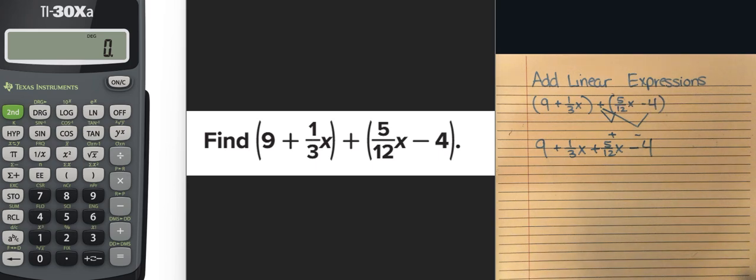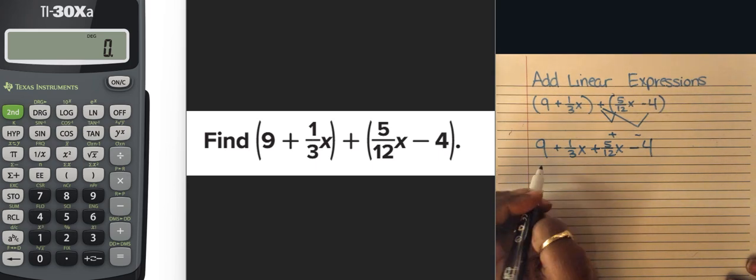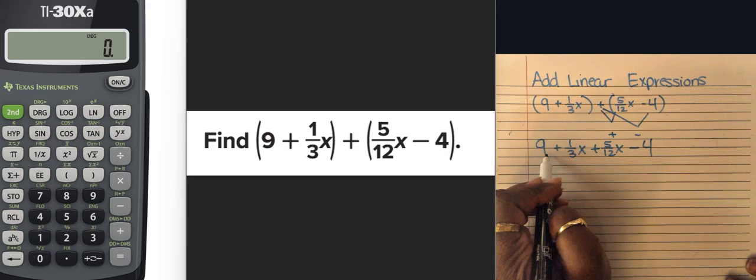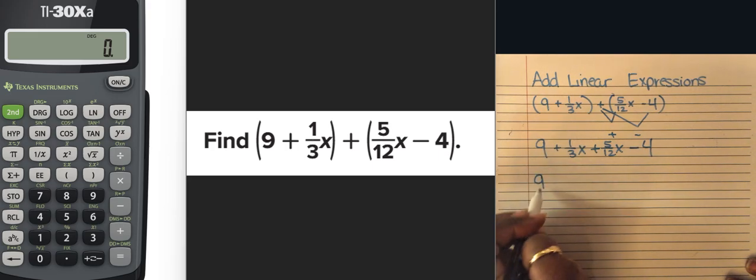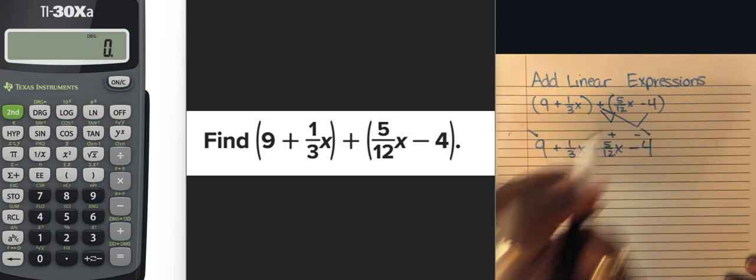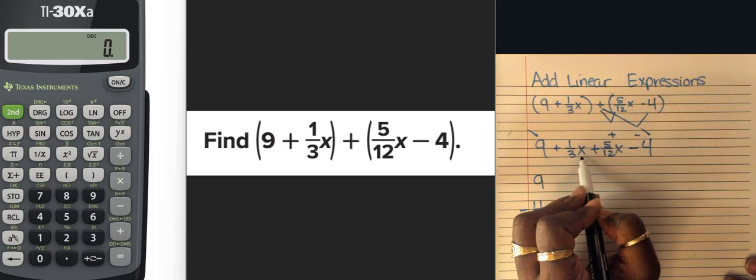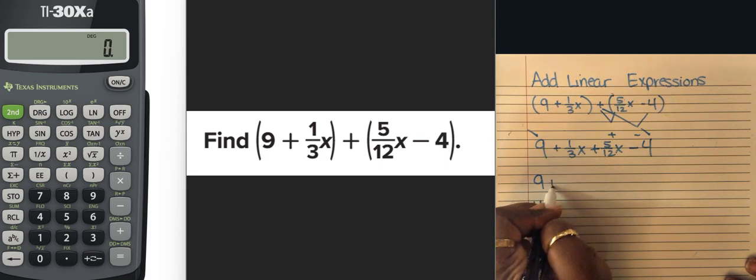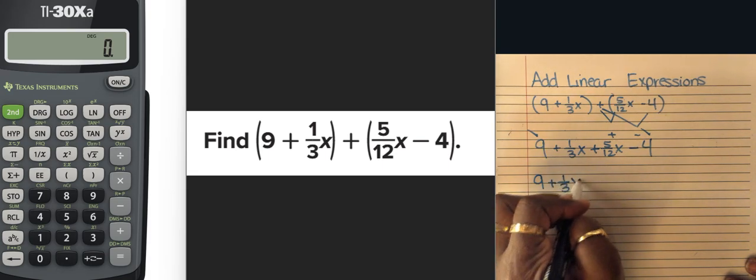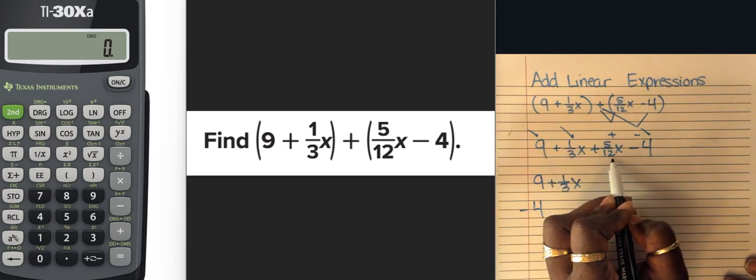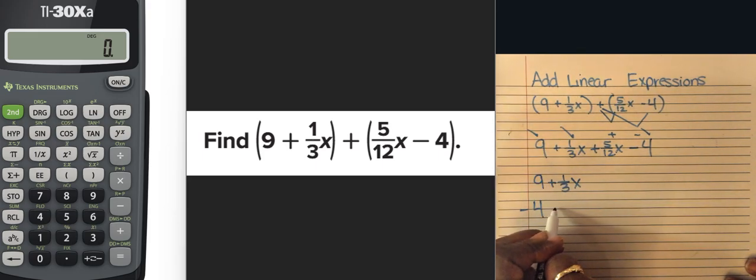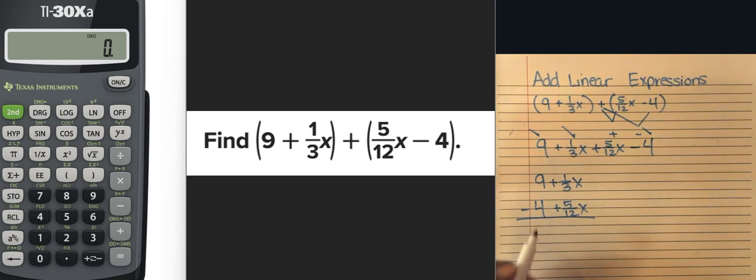Now we're going to set it up like we would with a traditional math problem. So we're going to take our constant. So I have 9, right? And I'm going to subtract 4. Okay. So we've taken care of the constants. And then here I have a 1/3 x, and that's positive. So I'm going to say plus 1/3 x, right? And then here I have 5/12 x. So I'm going to say plus 5/12 x. Okay. So this looks like a traditional math problem, although I know we see variables, but we're setting it up this way and we're going to go and solve for it.